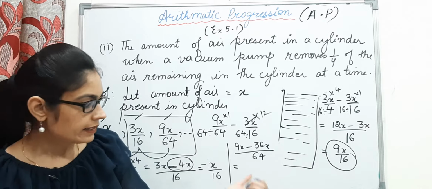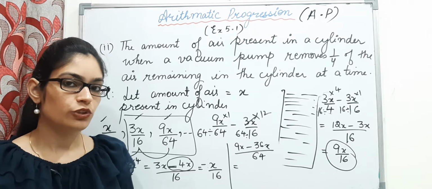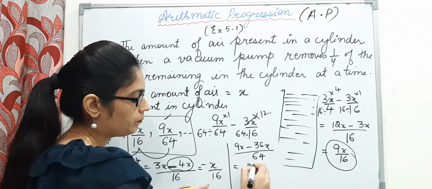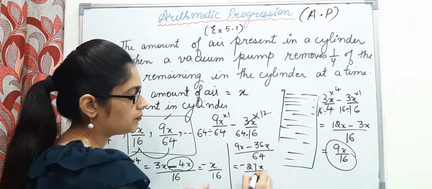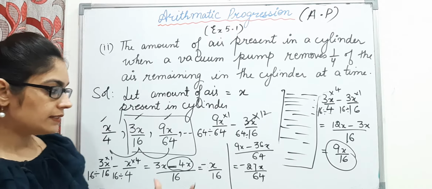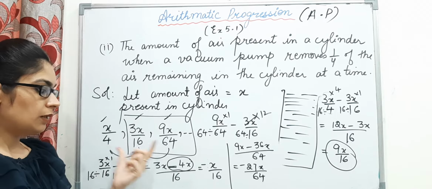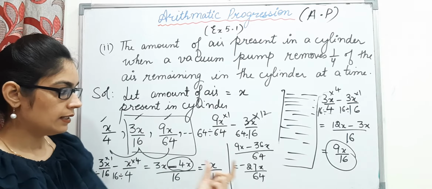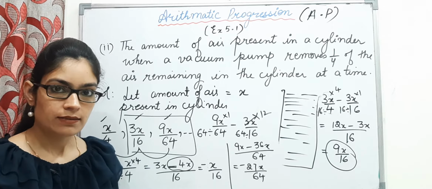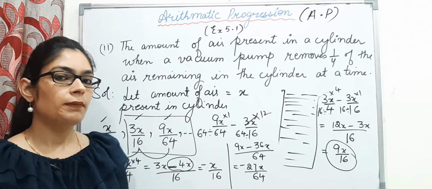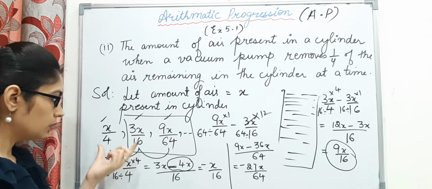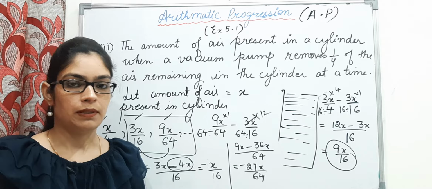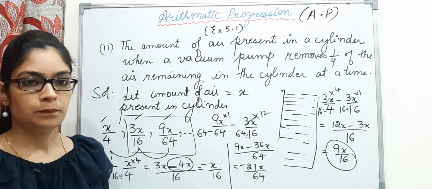9x minus 36x, plus minus, the sign which is with the greater number. So 36 minus 9 is 27, minus 27x, it will be by 64. You can see now the difference of the first two terms is minus x by 16, and the difference of the next two terms is minus 27x by 64. So we can see the common difference between these terms is not the same, which means this sequence is not an AP. Now let's do the next part.